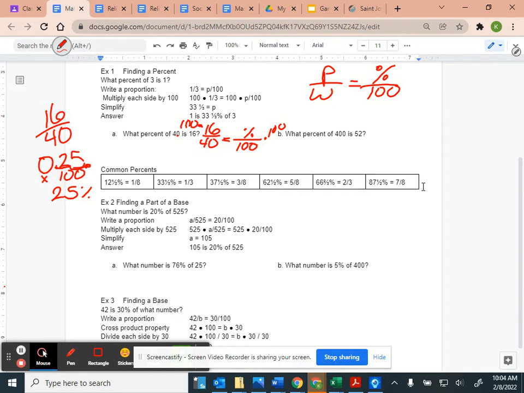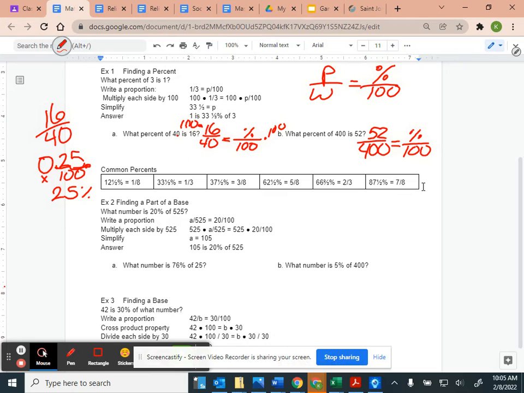What percent of 400 is 52? So again, we have our percent. That's what we're looking for. What am I going to put on the top? What's my numerator, Brielle? Is that the part? 52 is our part. Okay, we got 52 out of 400. So 400 is my whole. That goes on the bottom.